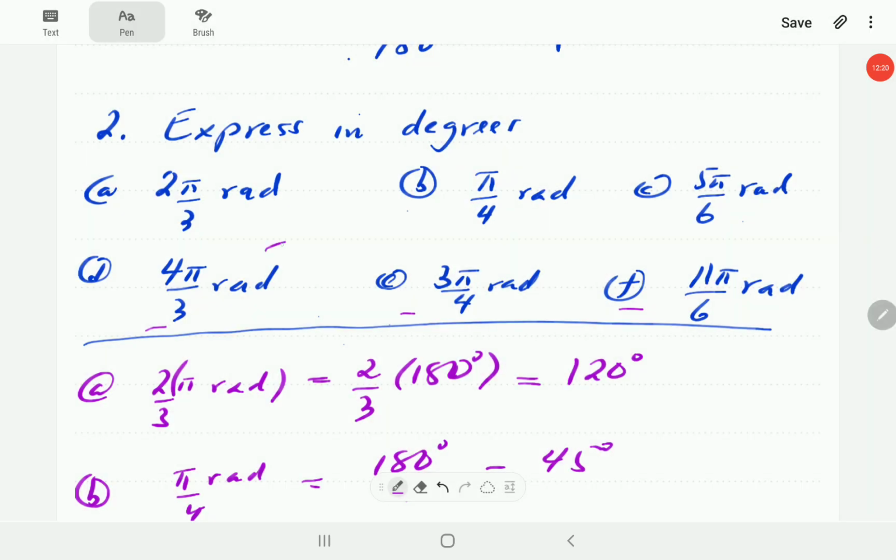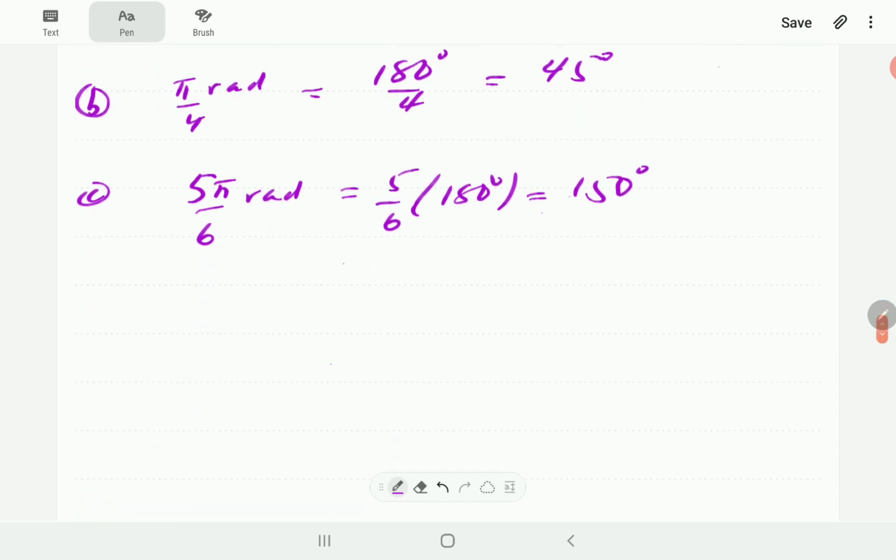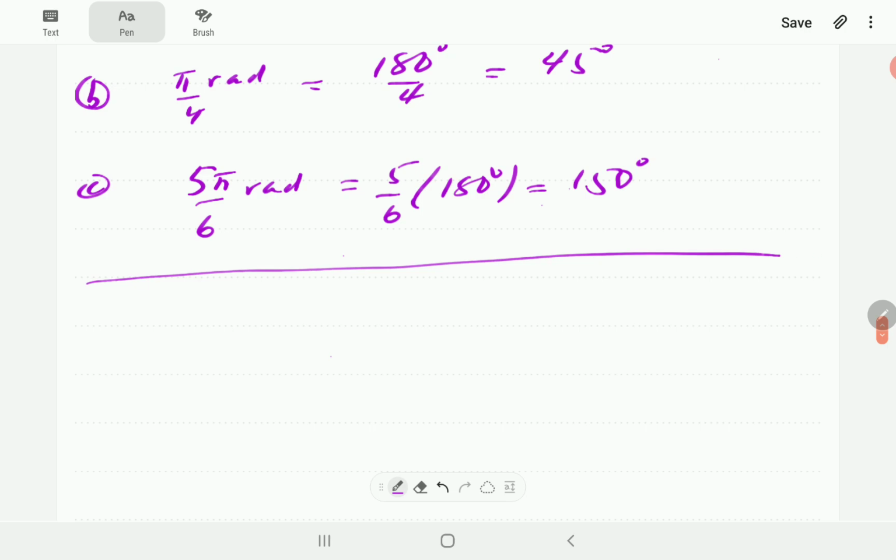Alright, you should have found that 4 pi on 3 radians is 135 degrees, 3 pi on 4 radians 240 degrees, and 11 pi on 6 radians is 330 degrees. Okay, now we're going to look at area and arc length in radians.